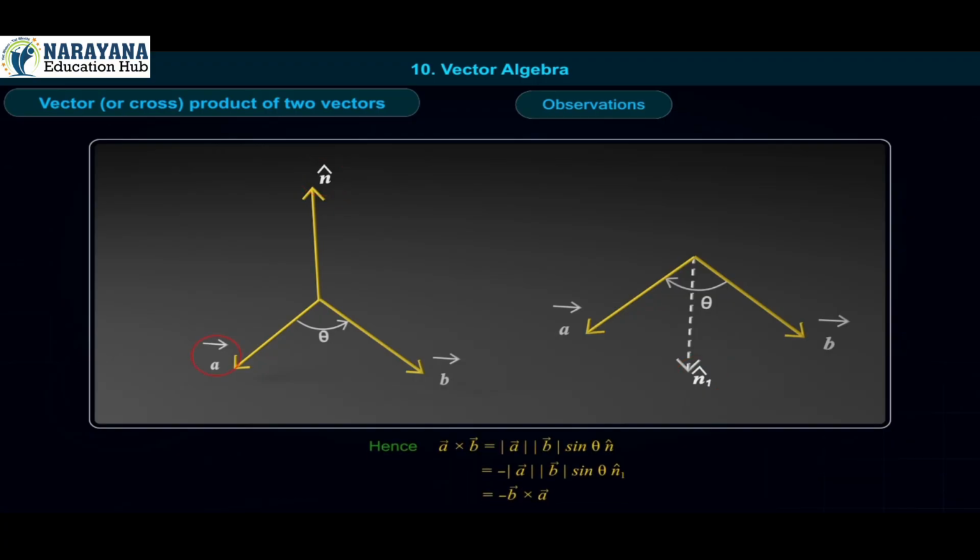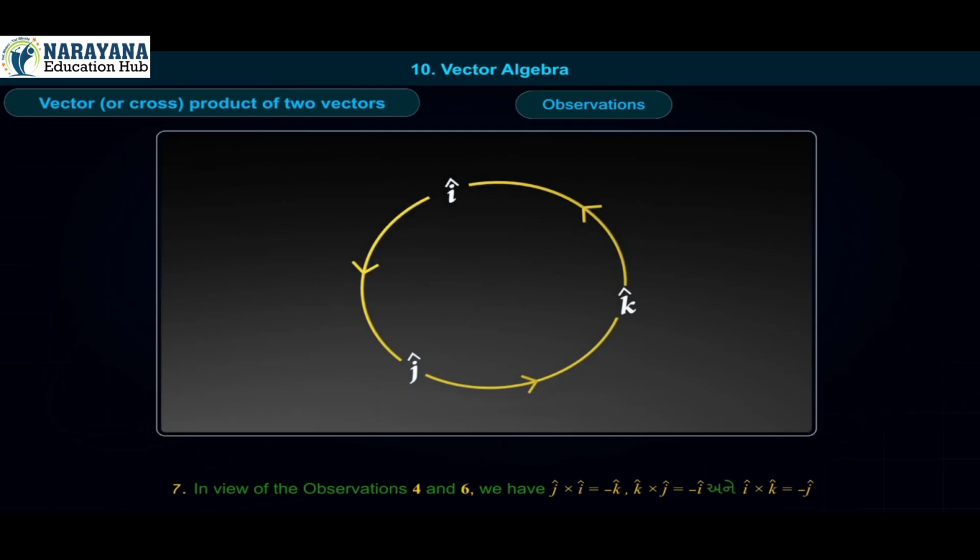Hence, vector A × vector B is equal to modulus of vector A into modulus of vector B sin theta n cap, which is equal to minus modulus of vector A into modulus of vector B sin theta n1 cap, which is equal to minus vector B × vector A. Number 7. In view of the observations 4 and 6, we have j cap × i cap is equal to minus k cap, k cap × j cap is equal to minus i cap, and i cap × k cap is equal to minus j cap.